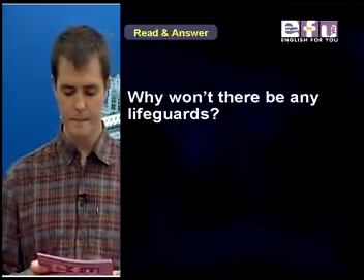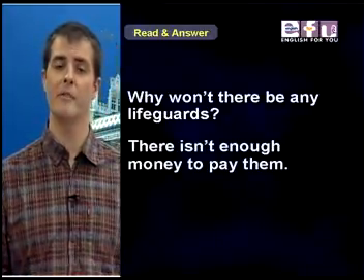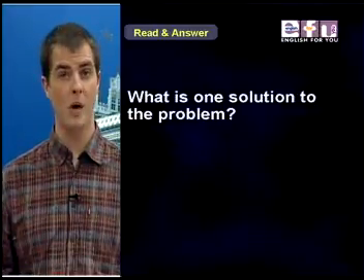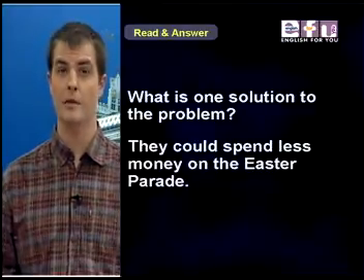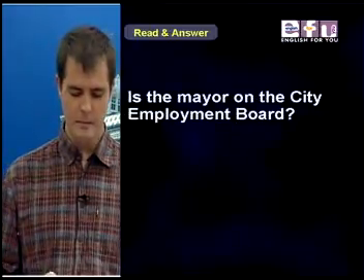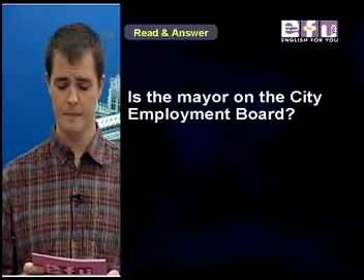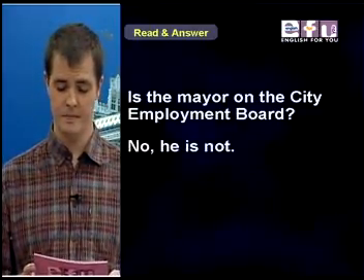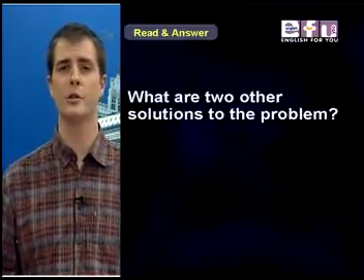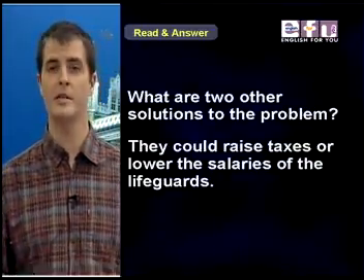Number 4. Why won't there be any lifeguards? There isn't enough money to pay them. Number 5. What is one solution to the problem? They could spend less money on the Easter parade. Number 6. Is the mayor on the City Employment Board? No, he is not. Number 7. What are 2 other solutions to the problem? They could raise taxes or lower the salaries of the lifeguards.